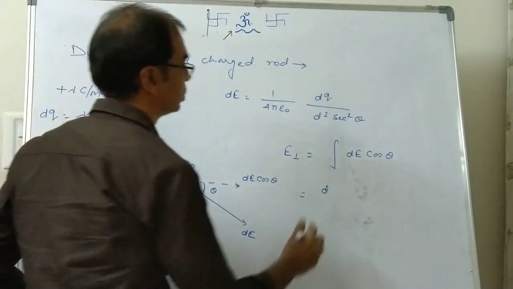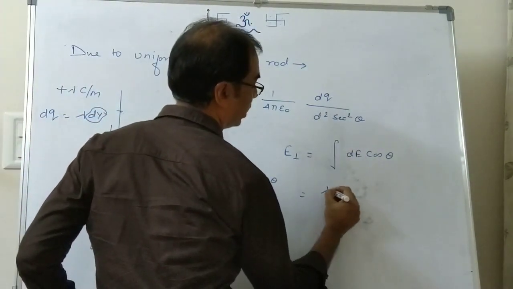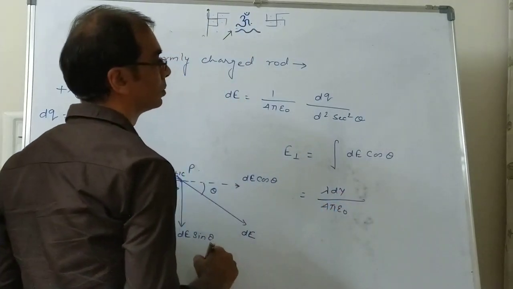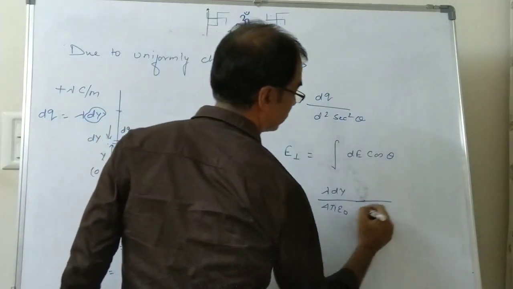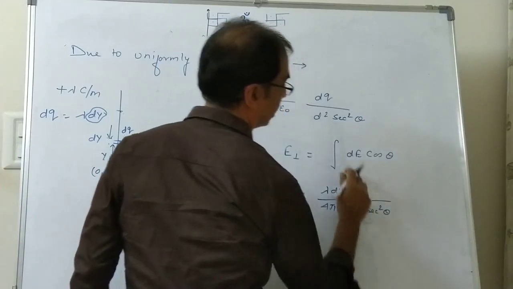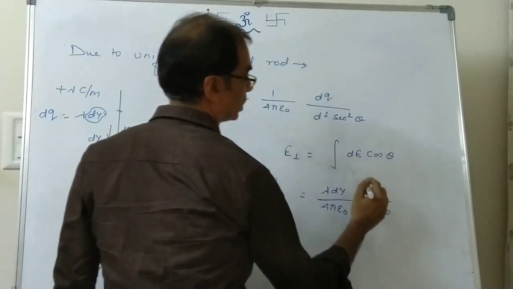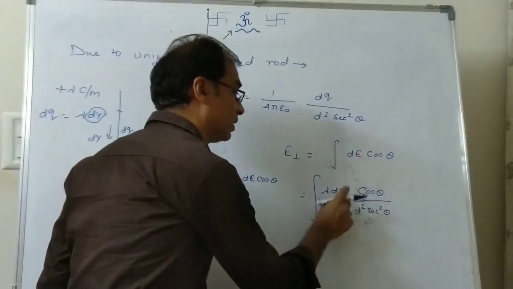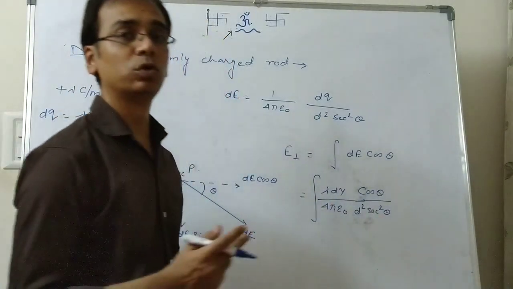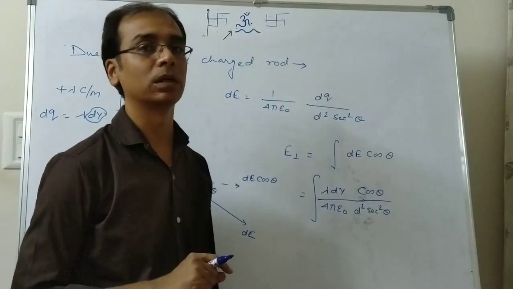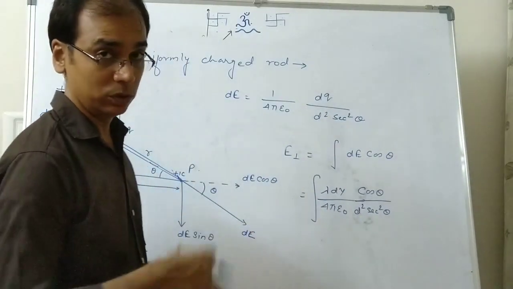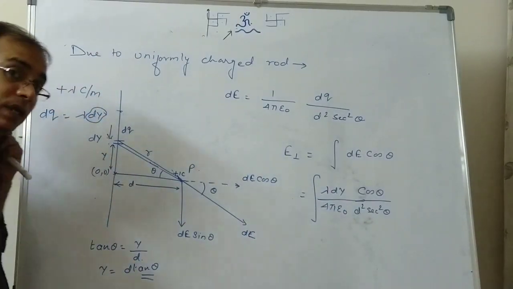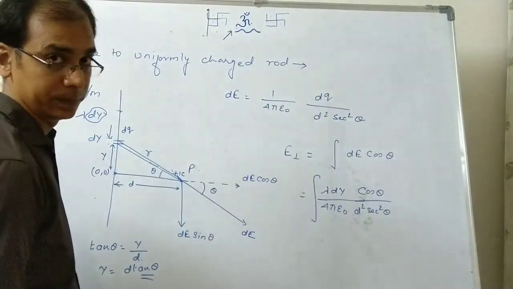So we'll be putting it over here. So here comes DQ. DQ's place we are writing lambda dy by 4 pi epsilon naught d square secant square theta, that is the value of dE, right, into cos theta. Okay, now in this one you can see that y is the variable and theta is also variable. Two variables we cannot integrate. We need to have single variable only. So we have to convert y into theta or theta into y. So we have already one relation, which is y equal to d tan theta. Okay, now how to get dy and d theta then? We have to differentiate that.